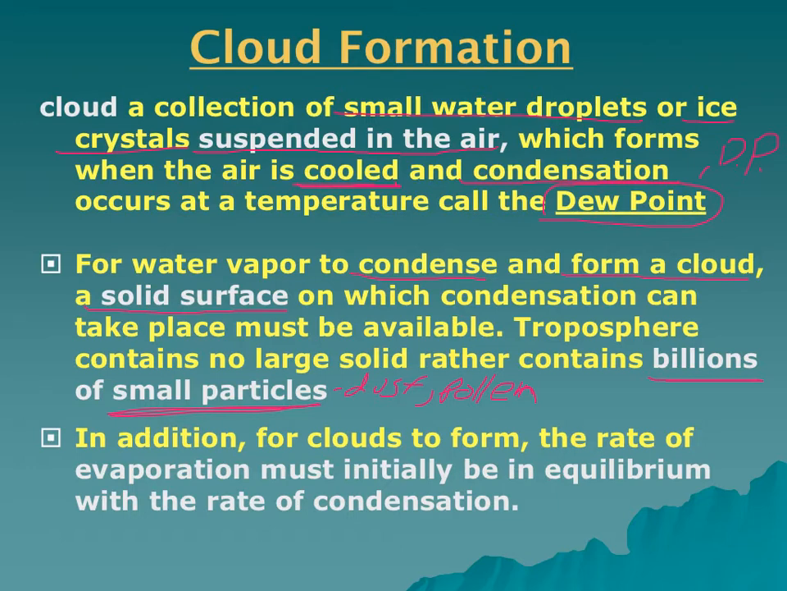And then the last thing that needs to happen is that the rate of evaporation must be in equilibrium with the rate of condensation. So we have to start at the dew point. This whole part about the rate of evaporation in equilibrium with the rate of condensation leads us back to dew point.